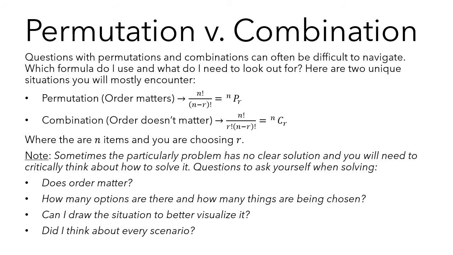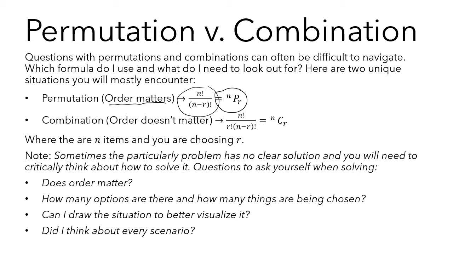So the question of permutation versus combination can often be difficult to navigate. So you're asking questions like, which formula do I use? What do I need to look out for? So here are the 2 situations you're going to mostly encounter. The first one is when order matters. So that is a permutation when order matters. And your formula is given by n factorial divided by n minus r factorial, which is like the first slide.